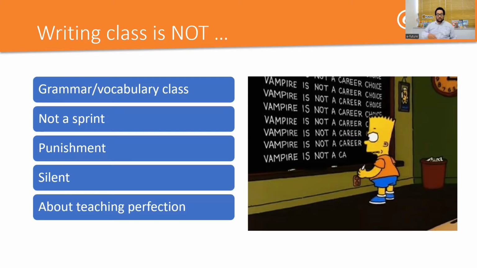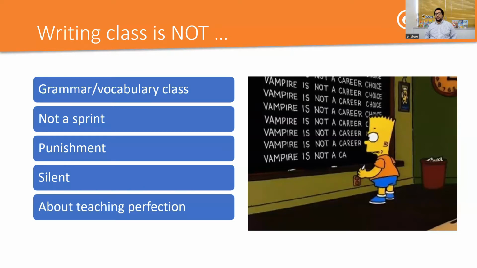And as I mentioned before, writing class is not silent. We should be talking with our students. Our students should be talking to each other and building up a database or data bank of ideas that they can use. And writing class is not about teaching perfection. Nobody is a perfect writer, and we shouldn't expect that from our students.